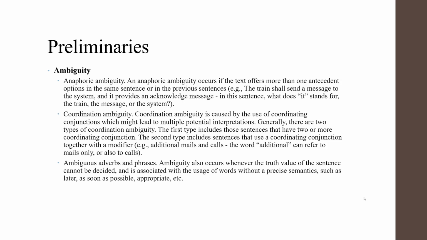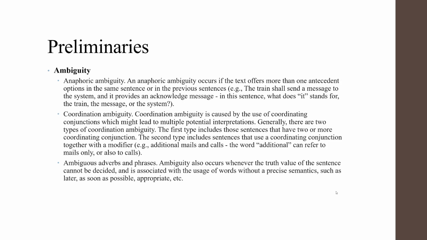An anaphoric ambiguity occurs if the text offers more than one antecedent options in the same sentence or in the previous sentence, such as: the train shall send a message to the system and it provides an acknowledged message. In this sentence, what does it stand for, the train, the message, or the system? And a coordination ambiguity is caused by the use of coordinating conjunctions, which might lead to multiple potential interpretations. Generally, there are two types of coordination ambiguity. The first type includes those sentences that have two or more coordinating conjunctions, and the second type includes sentences that use a coordinating conjunction together with a modifier.